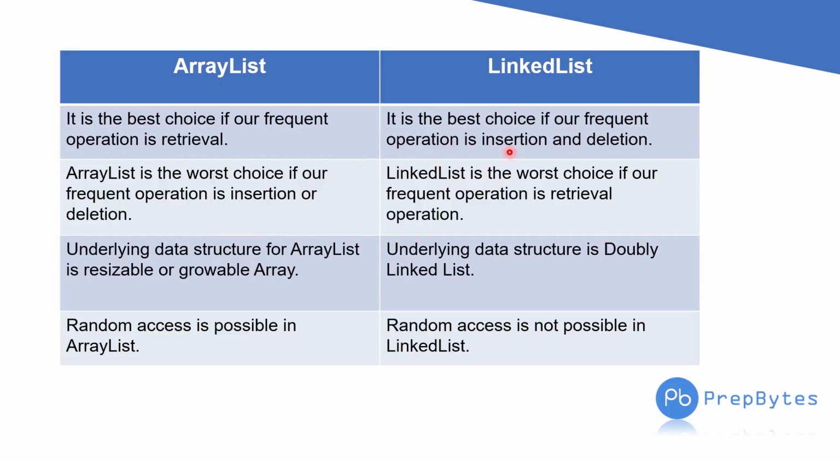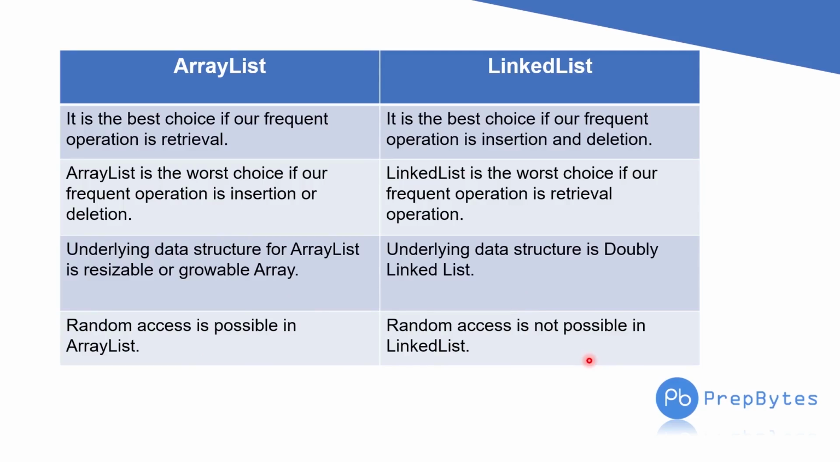If the frequent operation is insertion and deletion, the best choice is linked list because you have to just add nodes, nothing else. The worst choice for linked list is the retrieval operation. As I have told you, you have to traverse the whole list for retrieval. So if the frequent operation is retrieval, the worst choice is linked list and the best choice is array list. So these two points should be clear by now. The underlying data structure for the array list is a resizable or growable array, and for linked list it is a doubly linked list. Random access is possible in array list, random access is not possible in linked list. So these were a few differences between array list and linked list, if someone asks you.